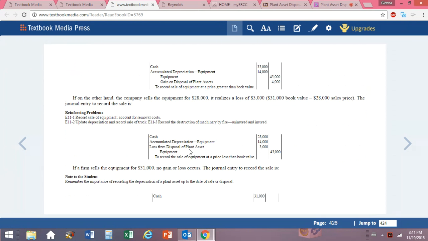Same example down here, but you only get cash of $28,000. Put in your cash, take out the building, take out the accumulated depreciation. You need $3,000 to balance that entry, and that is loss on disposal. It's a debit, so it's more like an expense. So it's a debit on loss of disposal of assets. Trying to figure out this gain on disposal, just don't even think about that. That's always going to be your balancing figure.